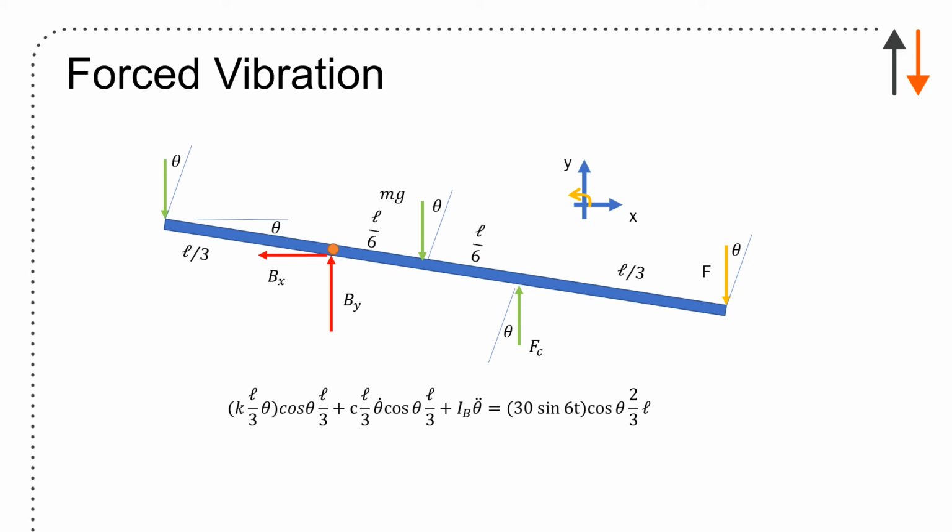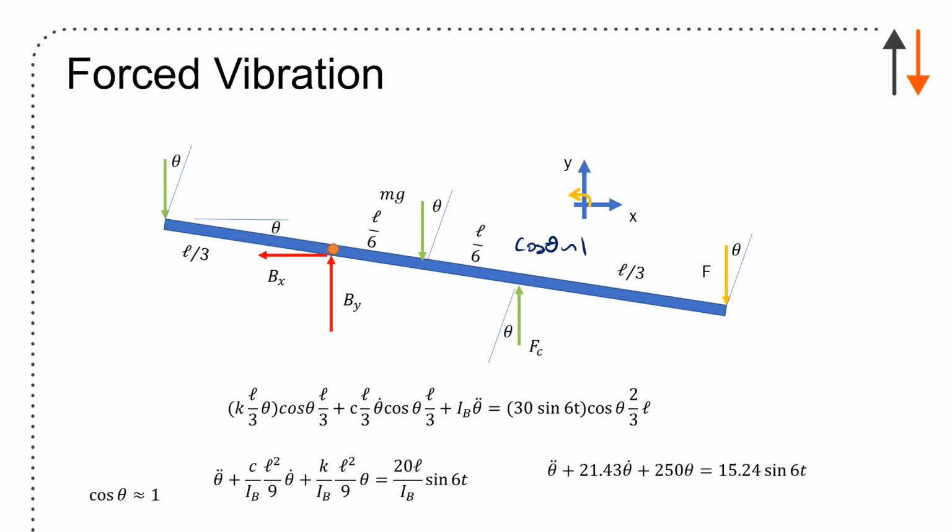So I end up with this expression. And so all the terms are sort of off a little bit because it should be the other way around: theta double dot, theta dot, and then theta, is equal to 36 sine t cos theta 2/3 L. But I can take all of these terms right here, the cos theta, and just eliminate them because cos theta is approximately 1. And there you go, I wrote it out too. And so for very small thetas, it's reasonable. And so for theta double dot, if I substitute all the numbers in, I get theta double dot plus 21.43 theta dot, 250 theta, equals 15.24 sine 6t.